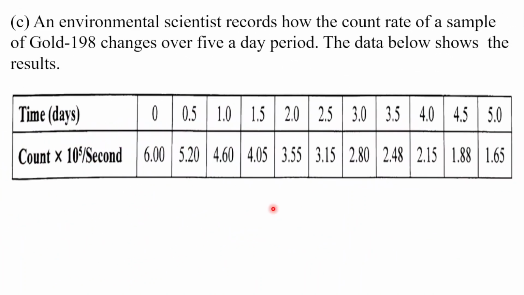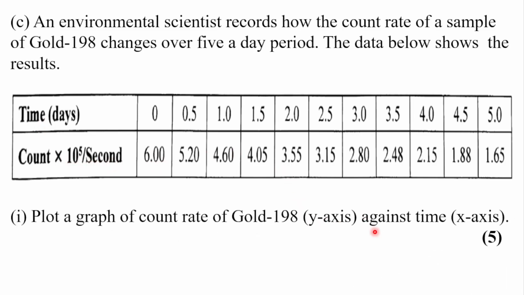And part C: an environmental scientist records how the count rate of a sample of gold 198 changes over a 5-day period. The data below shows the result. And so you have time, you have count rate right here, which is times 10 per second. And so the results are there. And then the first part of the question is to plot a graph of count rate of gold 198 on the y-axis against time on the x-axis. So they really tell you which axis you're going to use.